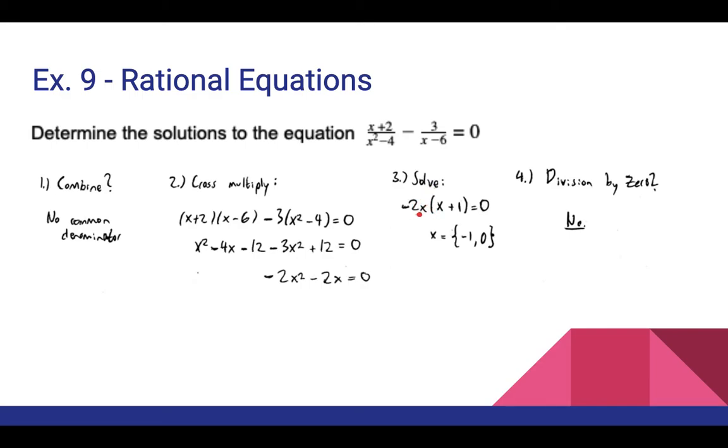We're going to factor out the negative 2x that's common to both terms to give us negative 2x times x plus 1. So as a result, we're going to get x equals negative 1 and 0 as our solutions when we separate these out. Next, we can check for division by 0. No, there is no division by 0 here, so both our solutions are good to go.